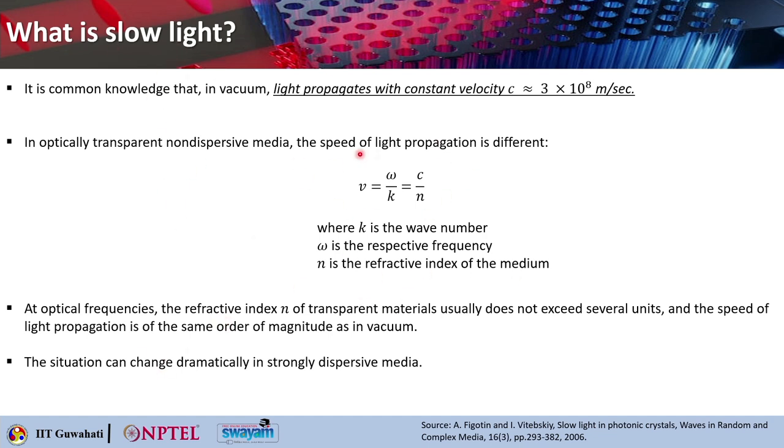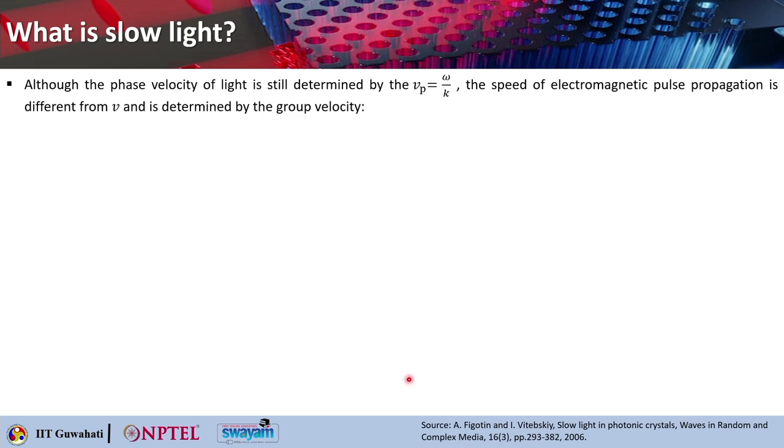This particular situation can change dramatically in the case of strongly dispersive media. In that case, although the phase velocity of the light is determined by Vp equals omega by k, the speed of the electromagnetic pulse propagation is determined by the group velocity, that is d omega by dk, and that is significantly different from the velocity v.